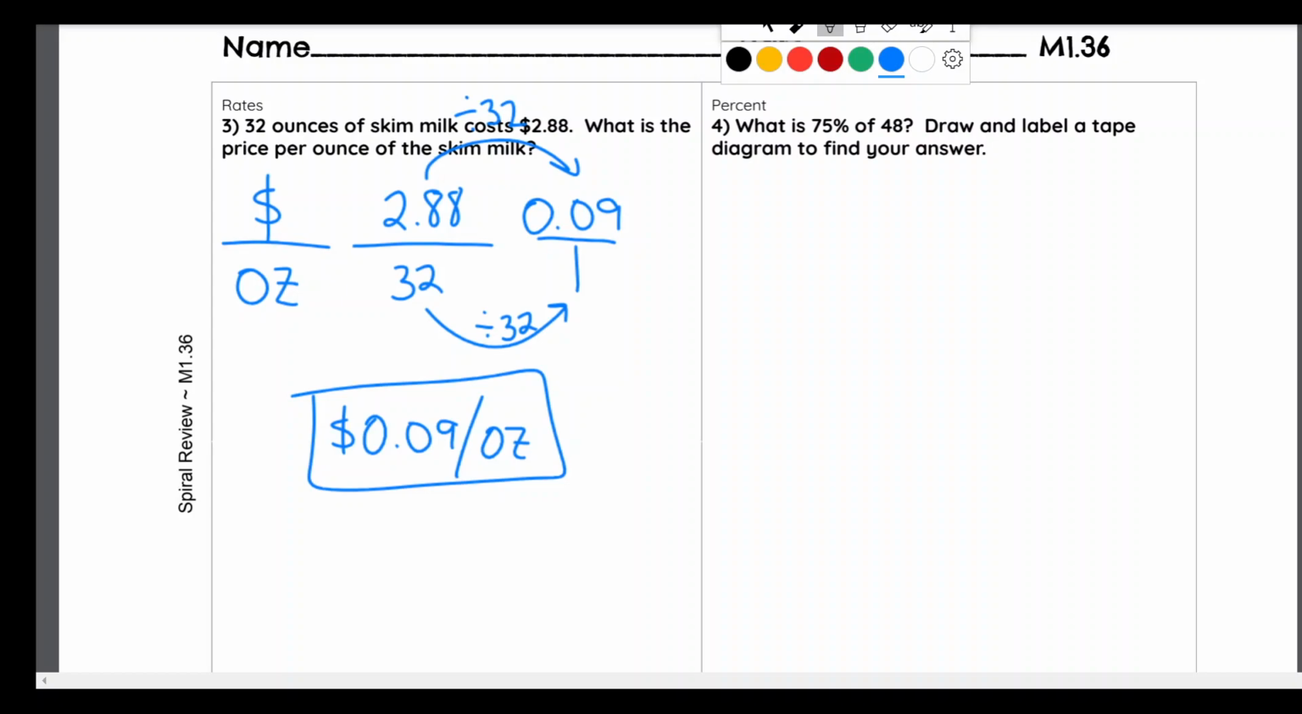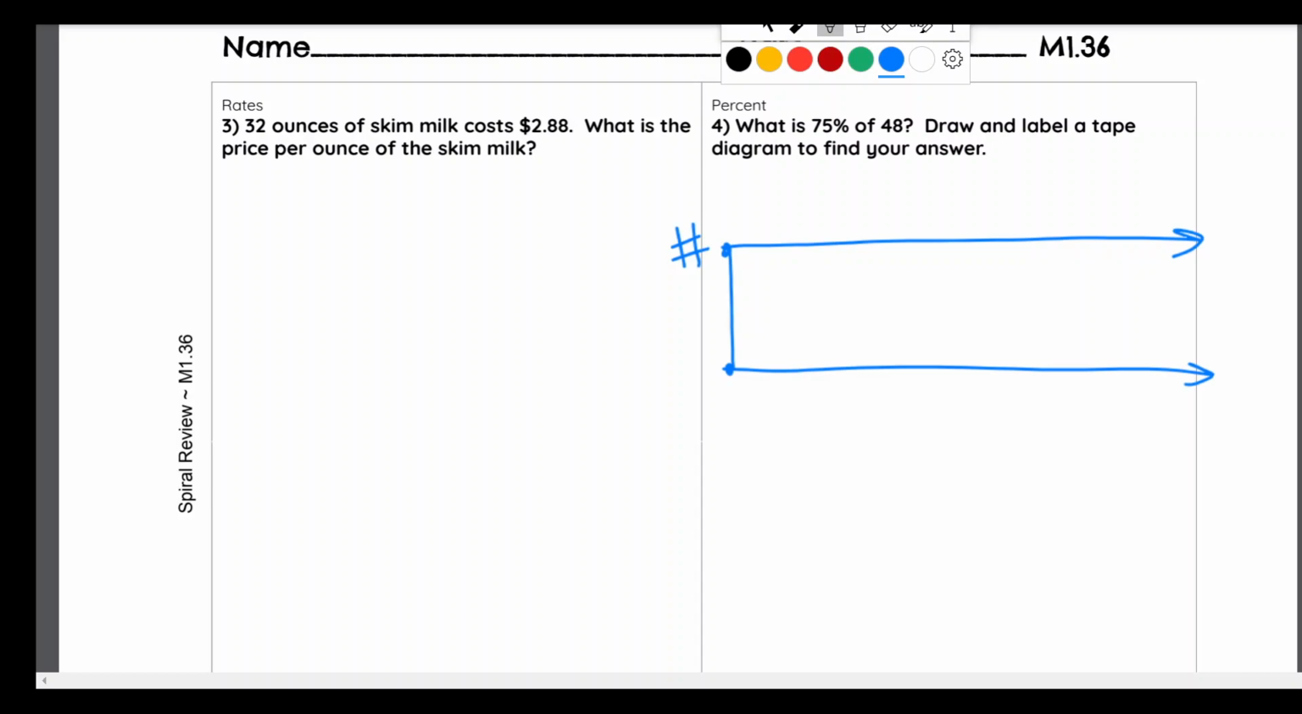Looking at number 4. What is 75% of 48? Draw and label a tape diagram to find your answer. 75% of 48. So I have a line for my number, a line for my percent. I can add 100% and connect the line through.